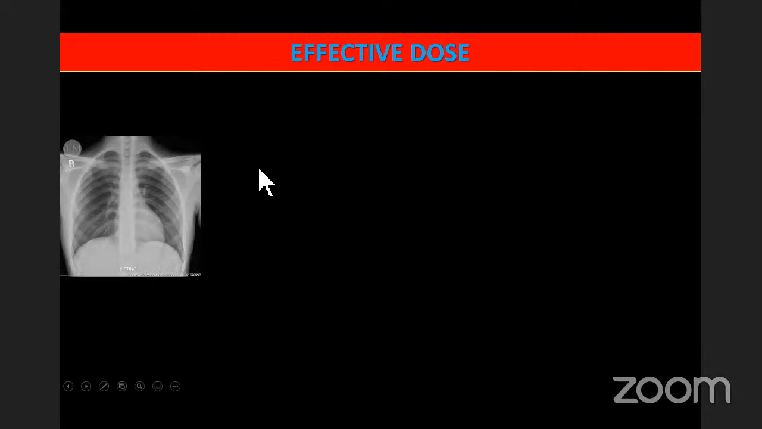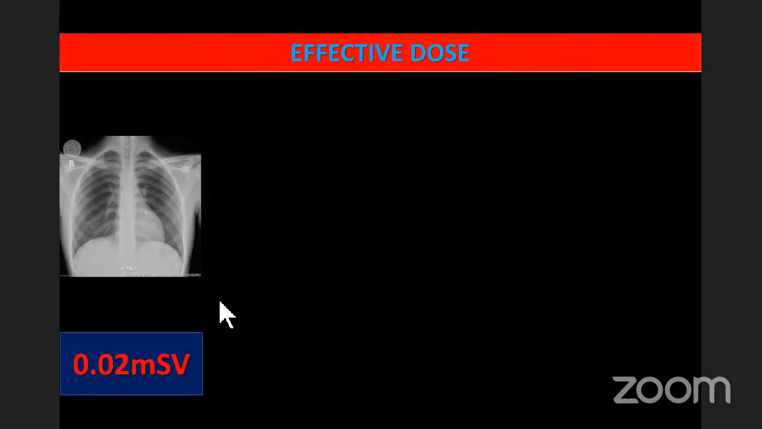Now, how can I calculate? If you just want to calculate roughly how much each dosage is, you can get a rough idea based on each exposure. Each X-ray is equal to 0.02 millisievert exposure. Just one chest X-ray, if I take a PA view, is 0.02 millisievert. This is not only for you to measure, this is an MCQ. They will ask you what is the effective dose of one PA chest X-ray: 0.02 millisievert.